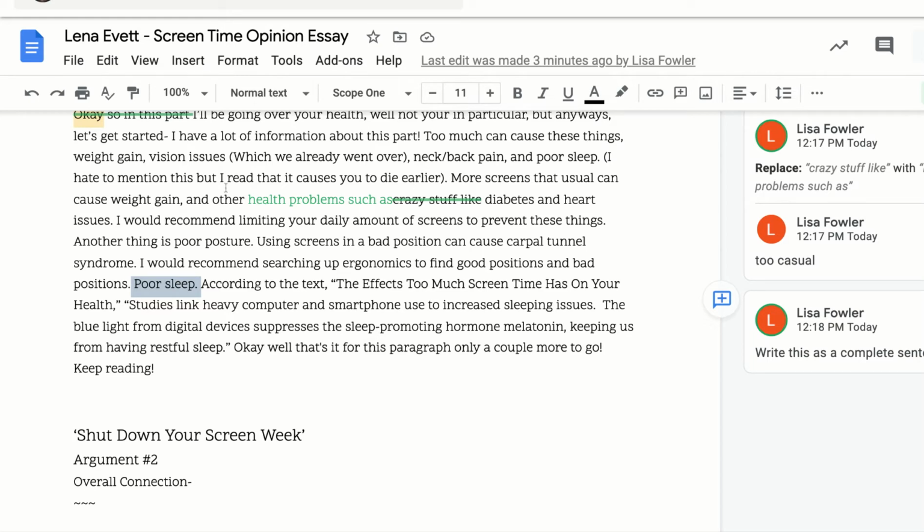Right here, she said, more screens than usual can cause weight gain and other crazy stuff, such as crazy stuff like diabetes and heart issues. I would change crazy stuff like, take that out because it's very casual, and change that to more screens than usual can cause weight gain and other health problems, such as diabetes and heart issues. So instead of using the word like as often as possible, say things such as, or for example. That's a little bit more formal.